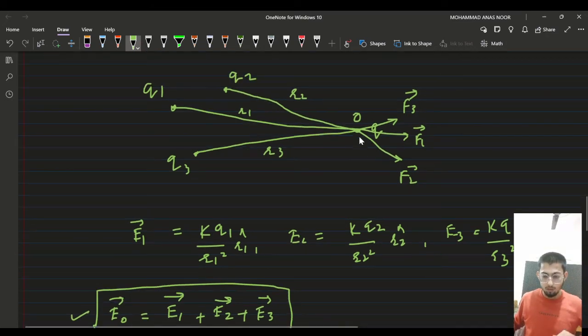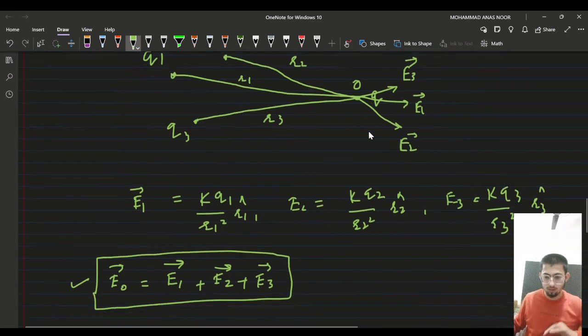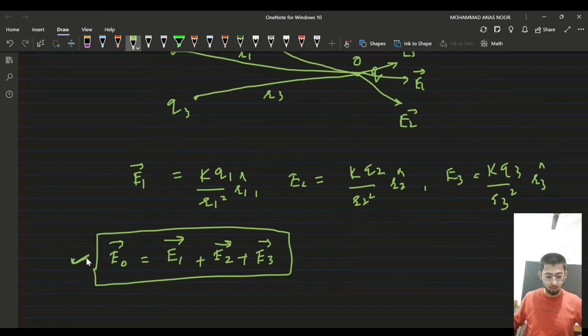Simple rule, the parallelogram law of forces, isn't it? Suppose this is electric field 3, this is electric field 1, this is electric field 2. What you would do normally is add them vectorially, isn't it? So that's what we are doing here. It is a very simple concept. You would need to apply the parallelogram law.